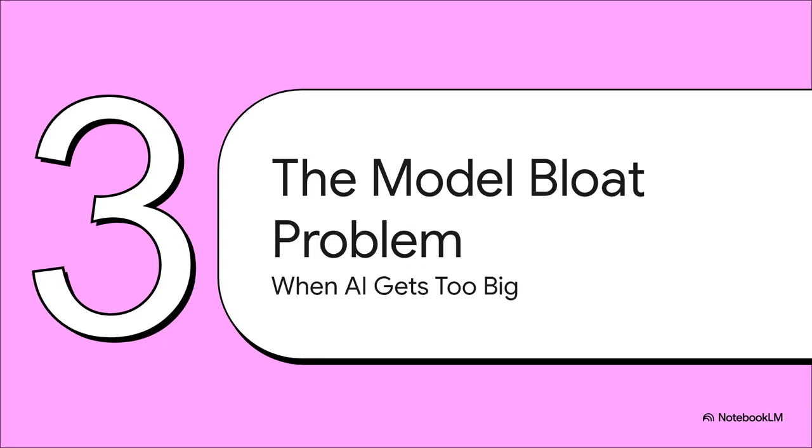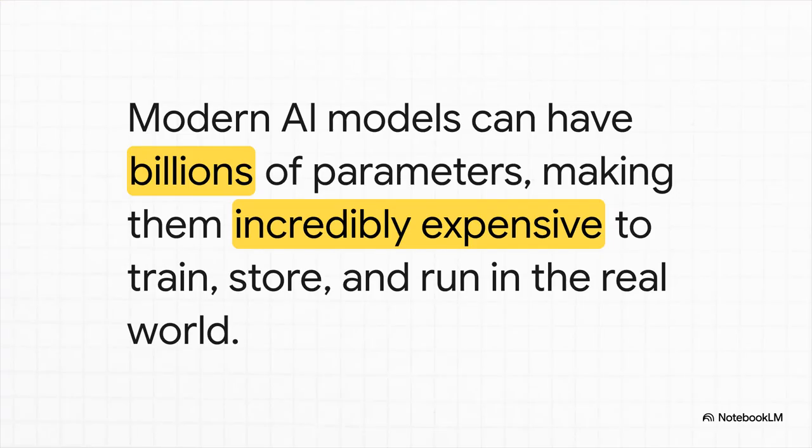Okay, so we've made our AI more stable. Fantastic. But it turns out that same core idea of building a healthier model from the inside also helps us solve our second big problem, the fact that AIs are just getting ridiculously big. Yeah, this is the model bloat problem.